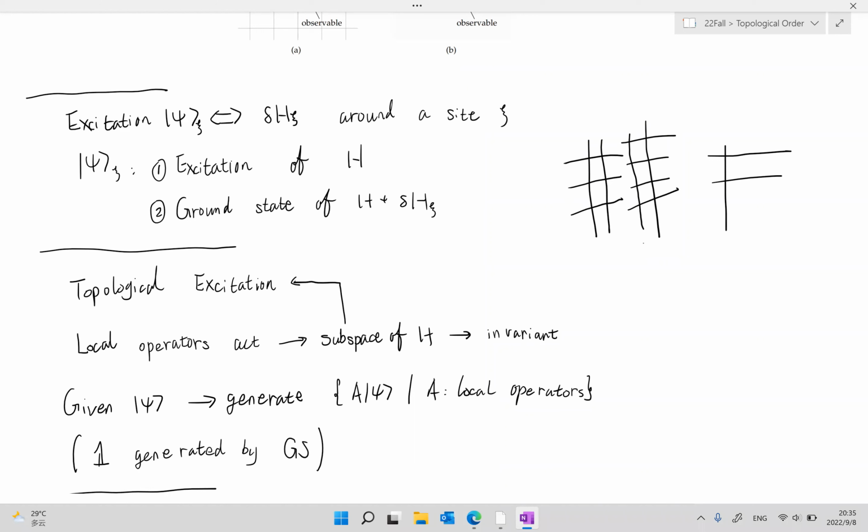The ground state of H plus delta H is sometimes just an excited state of the original Hamiltonian. So something we also call a topological excitation. But I think topological defect is more physical.